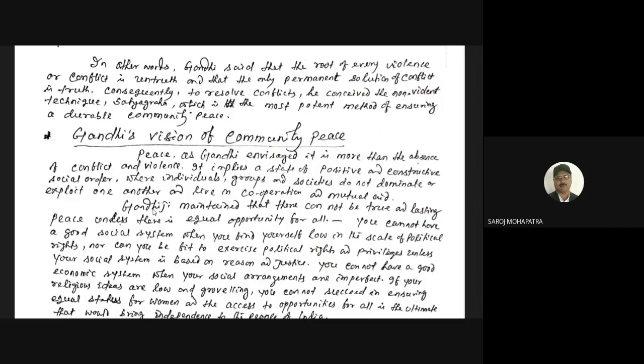Satyagraha is the non-violent technique through which community peace can be achieved and the community peace will be durable.